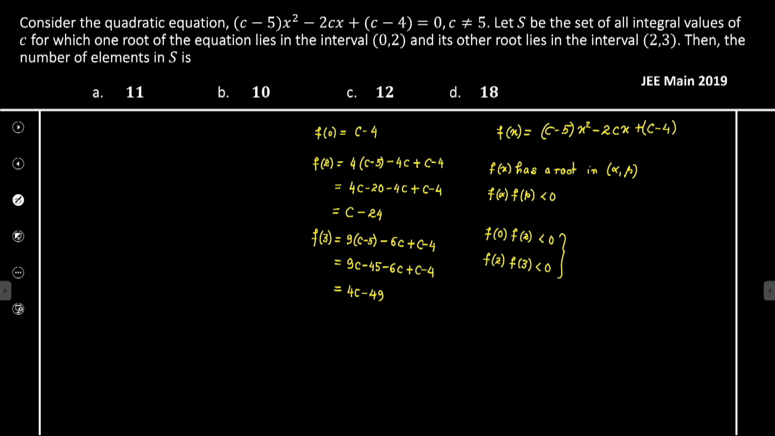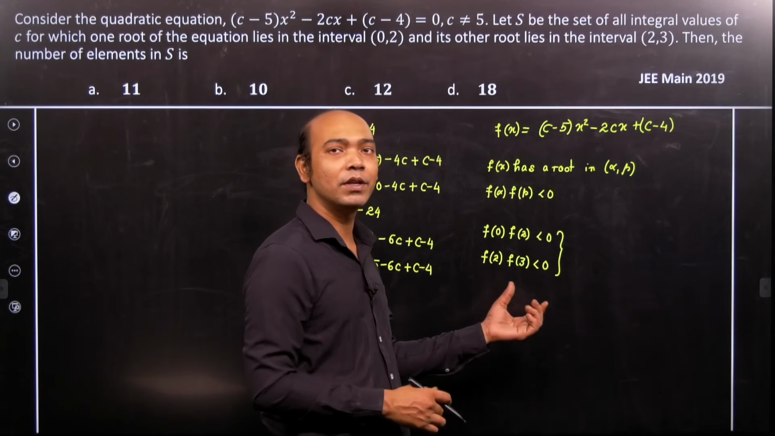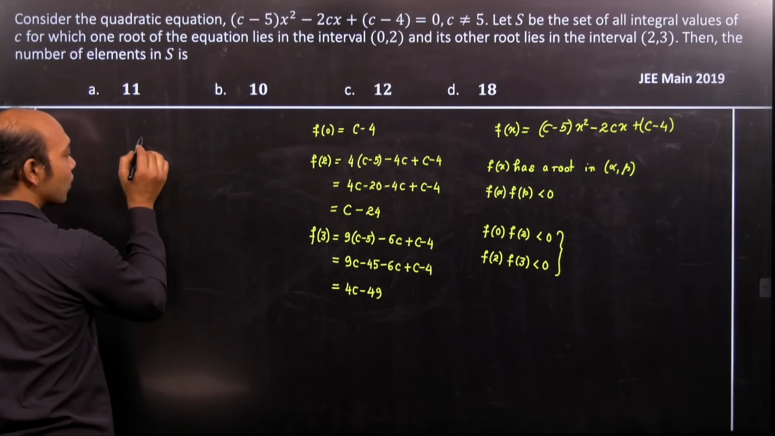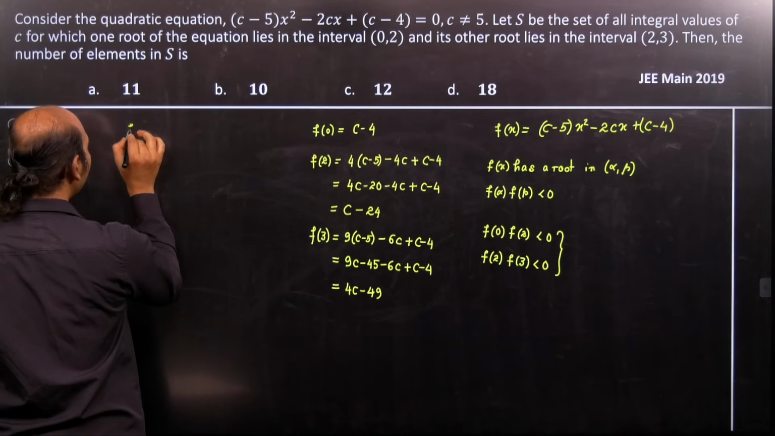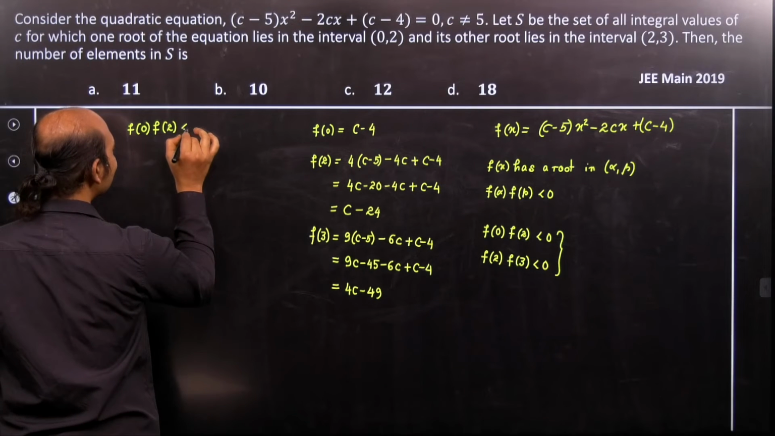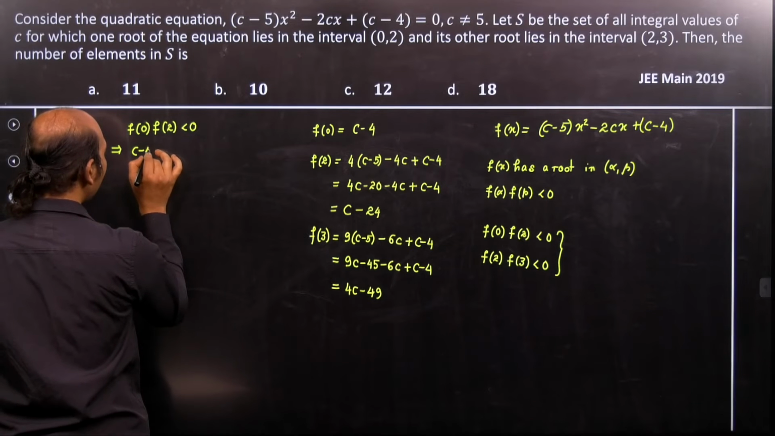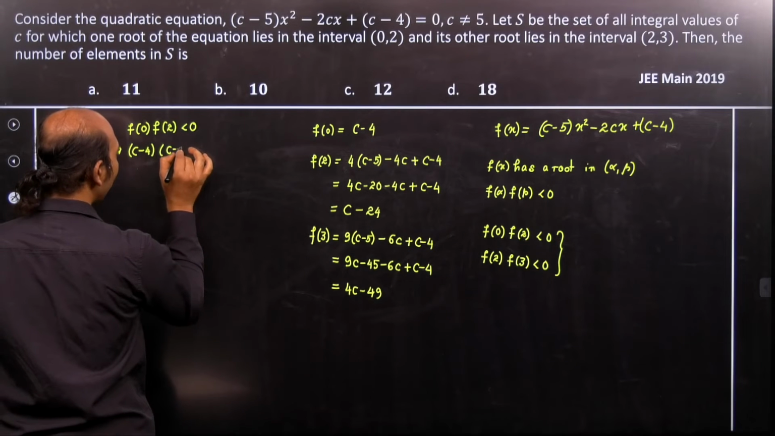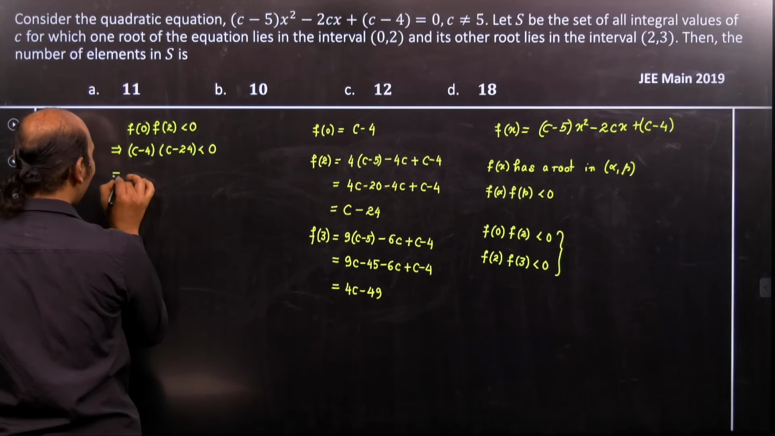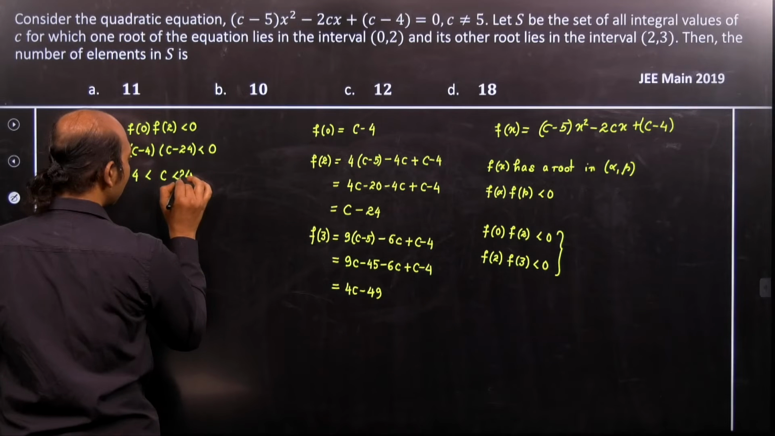So these are the values. Now obviously we need to substitute them in the given conditions, and we'll find the range of c. That's my job. So first consider f(0) and f(2), whose product is less than 0. That implies that the product of (c minus 4) and (c minus 24) is less than 0. That definitely implies that c lies between 4 and 24. So this is the first condition.